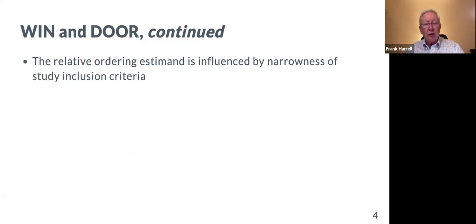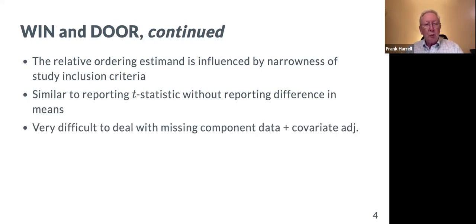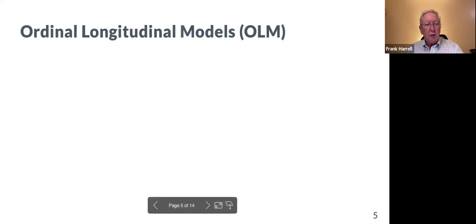Now, the relative ordering estimate is influenced by the narrowness of the study inclusion criteria. And so how much variation you have in the patients enrolled can affect the estimate that you get because it's just a relative estimate. So this is analogous to doing a two-sample t-test and reporting the t ratio, the t statistic, but not reporting the numerator difference in means, which is the clinical readout. Also, with win and DOOR, it's very difficult to deal with missing component data, and it's very difficult to do covariate adjustment.